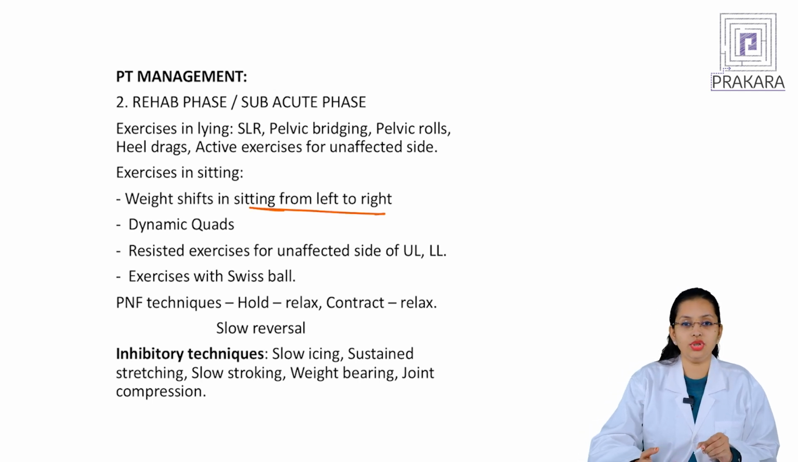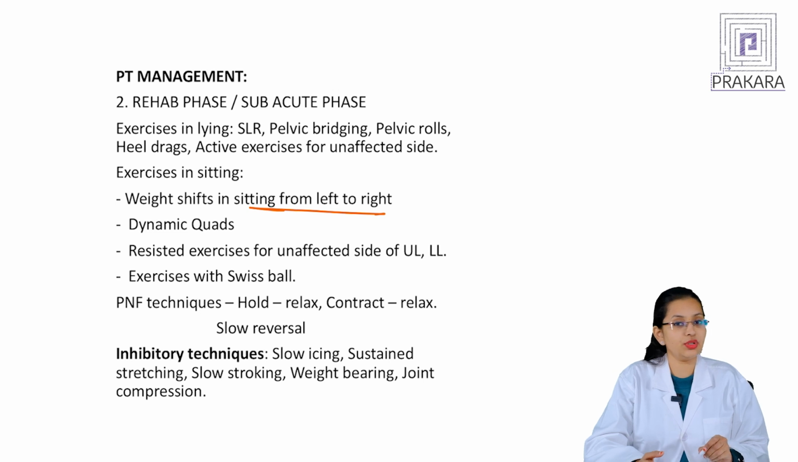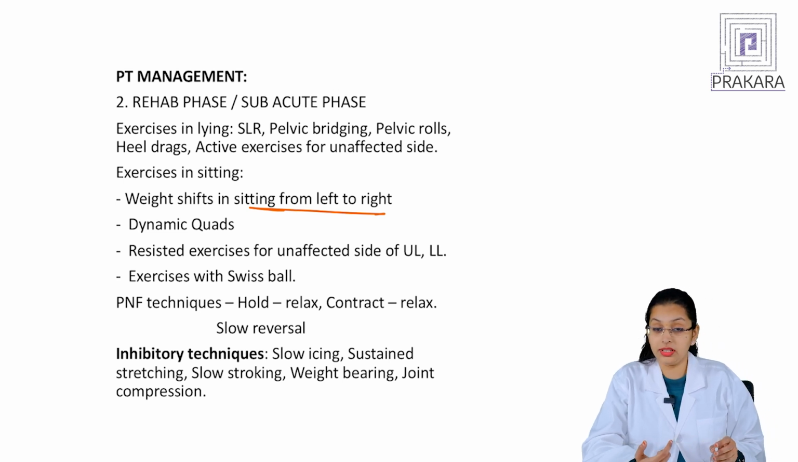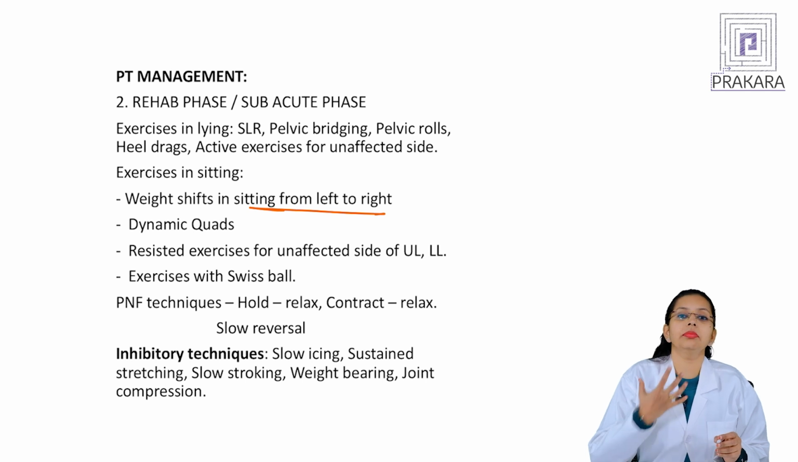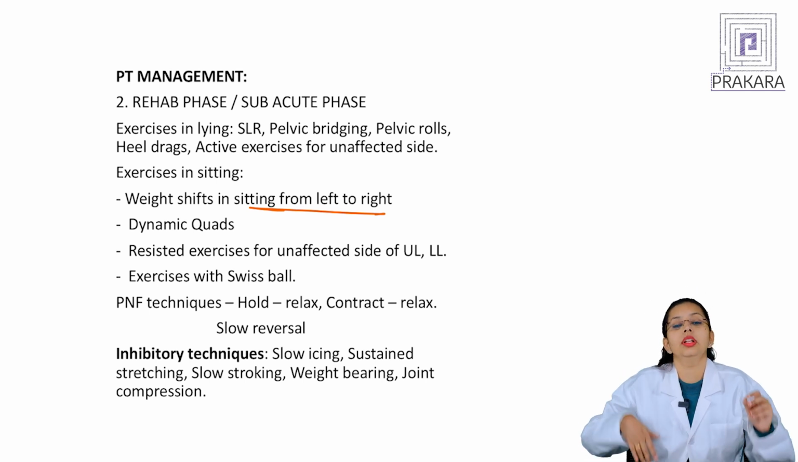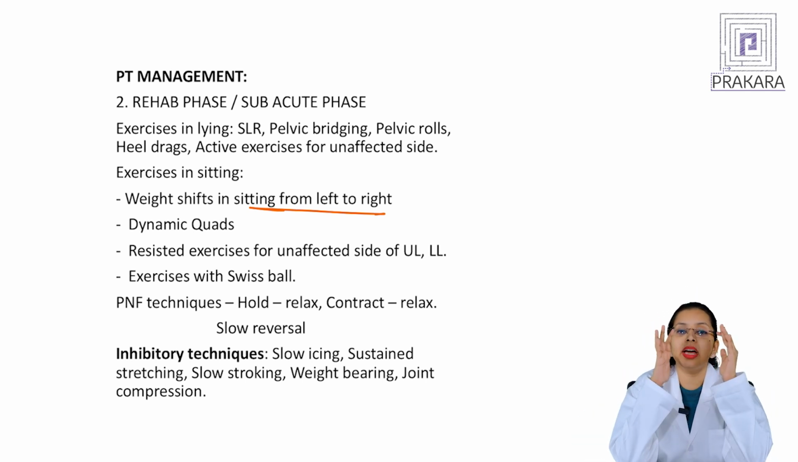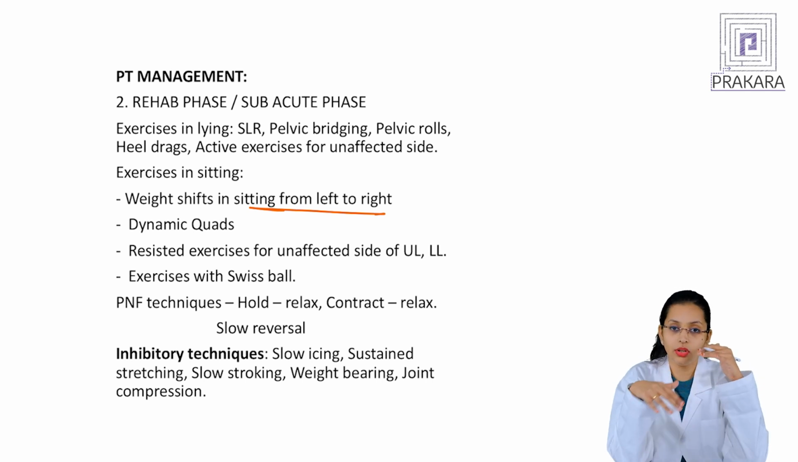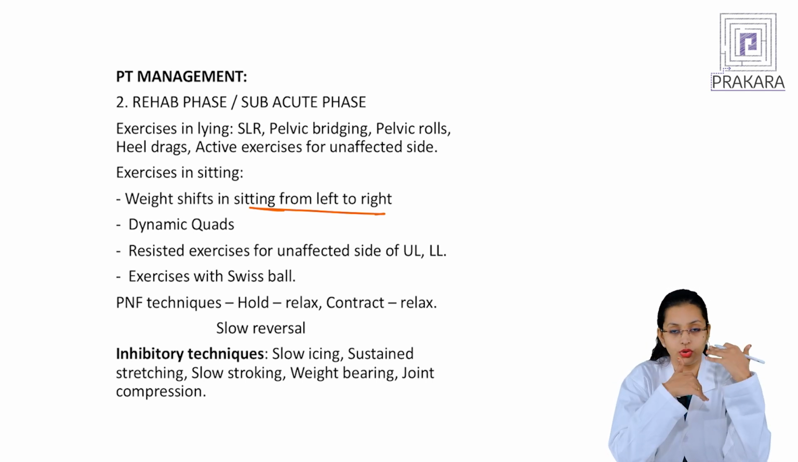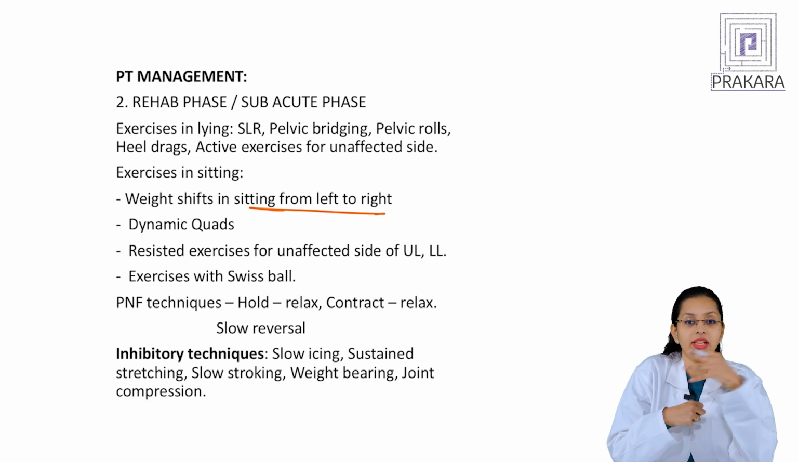This left to right weight shifting is very, very important because weight has to fall on both sides of the hips, the hip bones and the buttocks, and therefore that can improve the trunk dissociation. See, in stroke, what happens? Everything moves en masse. The hand, trunk, and the lower limb, all three of them are conjoined and they move together like a mass, like a unit.